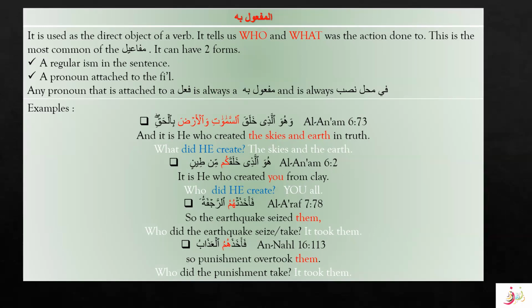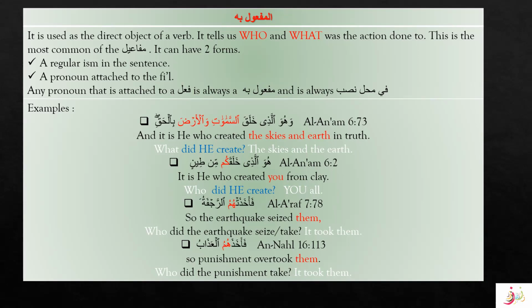So let's see مفعول به. Alhamdulillah. We will start with it. So what is maf'ul bihi? We know that there are five types. The first type is maf'ul bihi, the direct object. Maf'ul bihi is a direct object. It is used as a direct object of a verb. It tells us who and what. It gives answers for who and what. Remember that it always gives the answer for who and what the action was done to. The detail, or the object of the sentence.